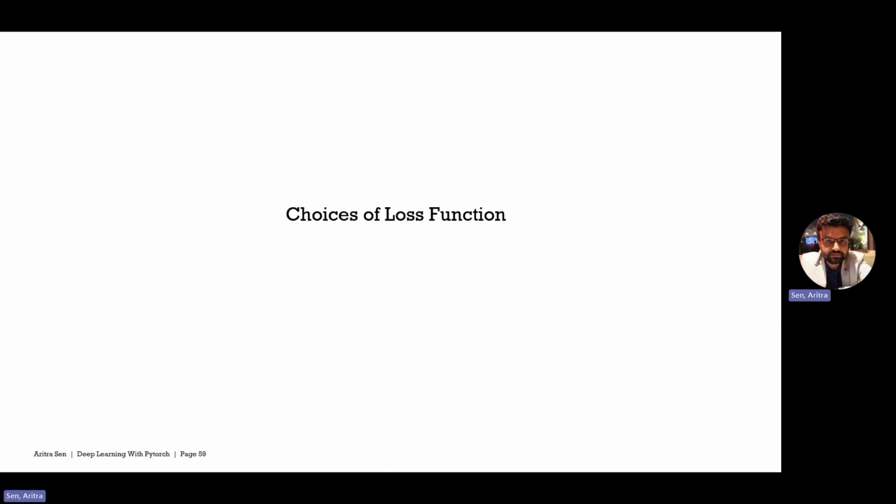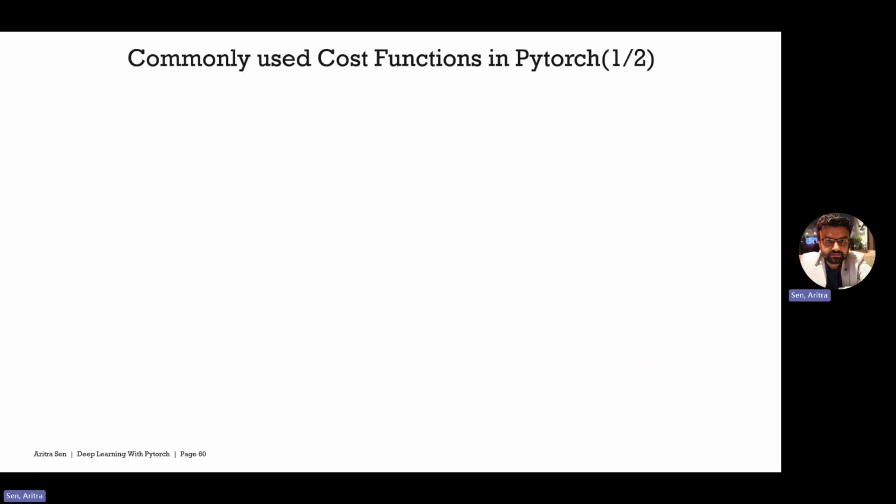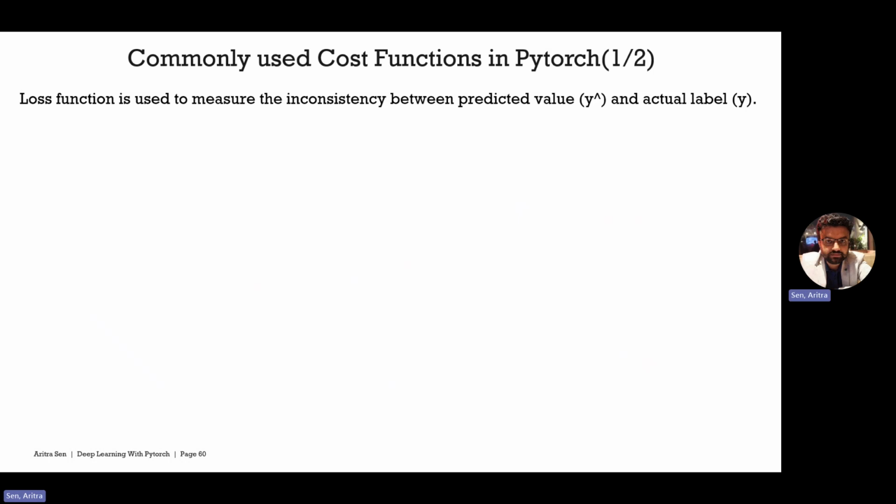Okay, now let's go to the choices of loss function and how we can choose which loss function to use based on the type of problem that we are working on. Loss is nothing but the inconsistency between your predicted value, which is y hat, and the actual label, which is y. That is the difference we try to measure, and based on the loss function output, we try to understand how well the model is performing.